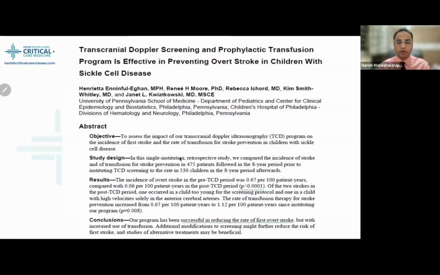They concluded that it has been successful in reducing the rate of first overt stroke, but with increased use of transfusion. Basically, in an attempt to reduce the risk of stroke with a particular value of the mean flow velocity, we landed up giving more and more transfusion. Additional modification to screening might further reduce the risk of first stroke, and studies of alternative treatment may be beneficial.